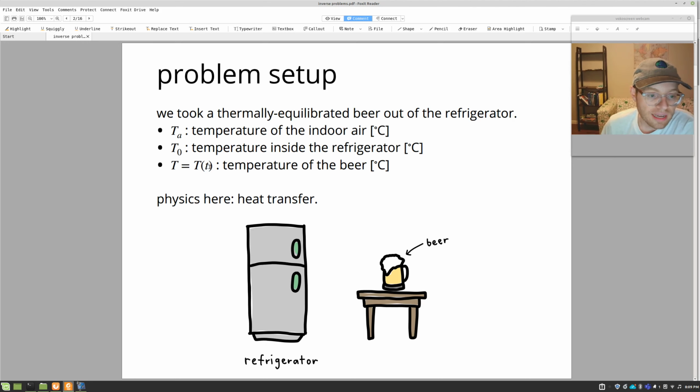And note that I did not write this T of x comma t, where x is a spatial variable, so we're neglecting spatial gradients in the temperature and assuming that the temperature of the beer is spatially homogeneous. It's an approximation for sure.